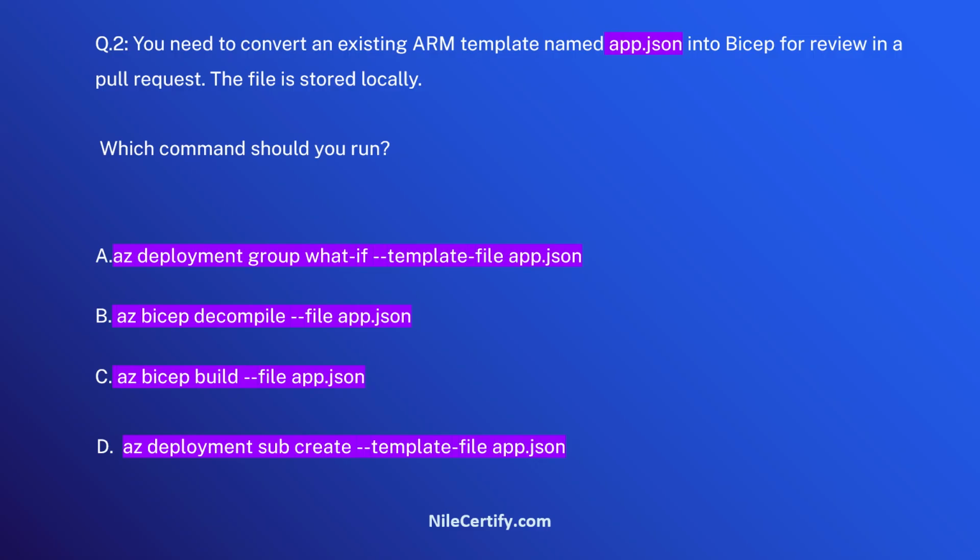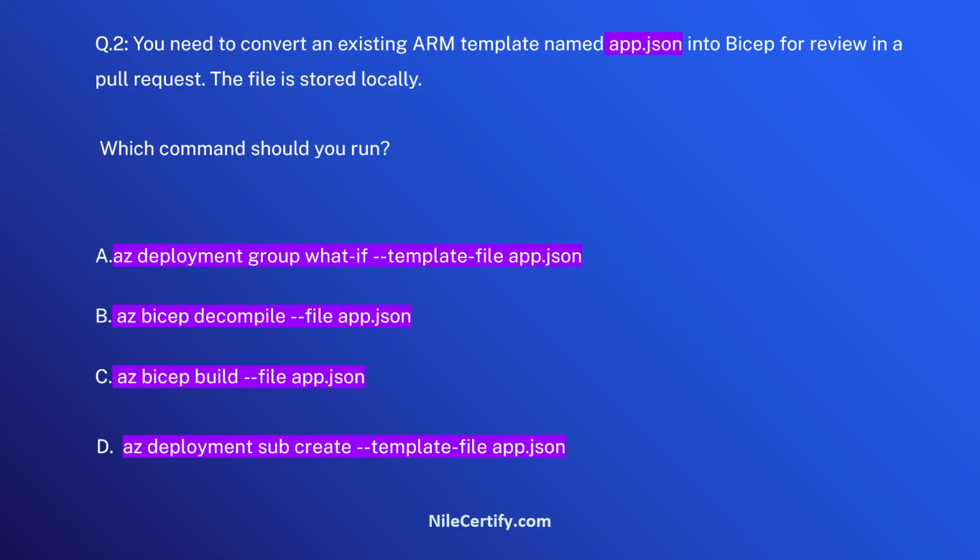Let's move to option B, az bicep decompile. And decompile is the key here. In Bicep terms, decompile means convert an existing ARM JSON template into Bicep syntax. So you point it to a local JSON file, and it outputs a Bicep file that you can review in a PR. And this exactly aligns with the scenario: a local file converts to Bicep, reviewable code.